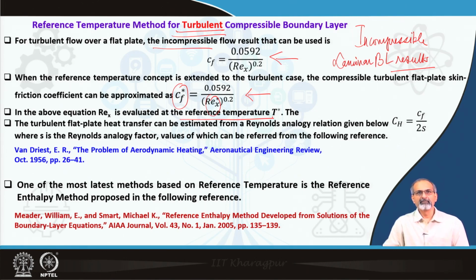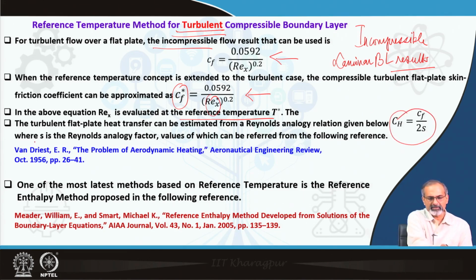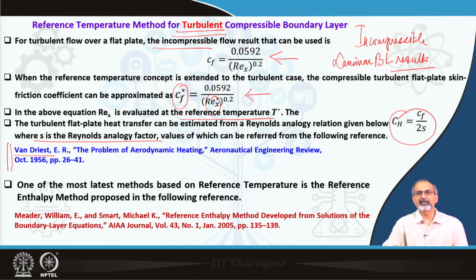And further, the turbulent flat plate heat transfer can be estimated from a Reynolds analogy relation, which works like this, where S is the Reynolds analogy factor, and you can get values of those factors from the following reference of Van Driest. Van Driest is a very big name in the area of compressible aerodynamics, and therefore you need to look at his publications, one of which is mentioned over here, and that will be helpful for working out the turbulent flat plate heat transfer.